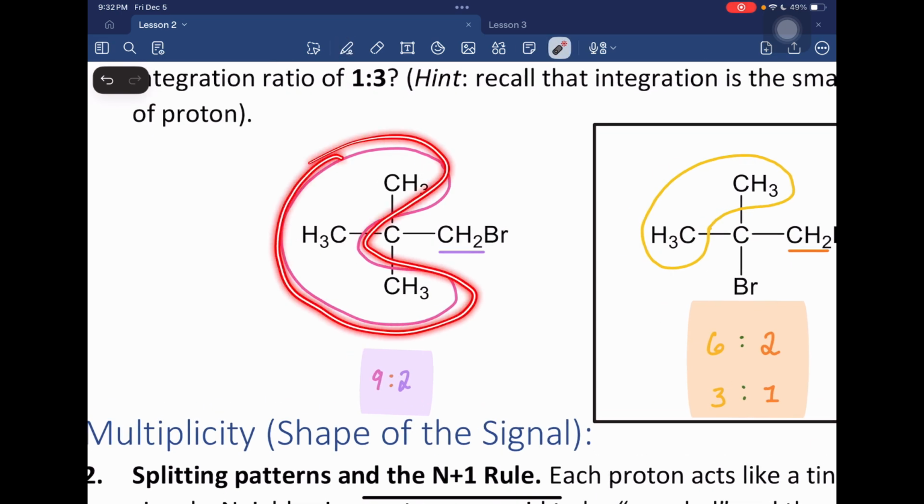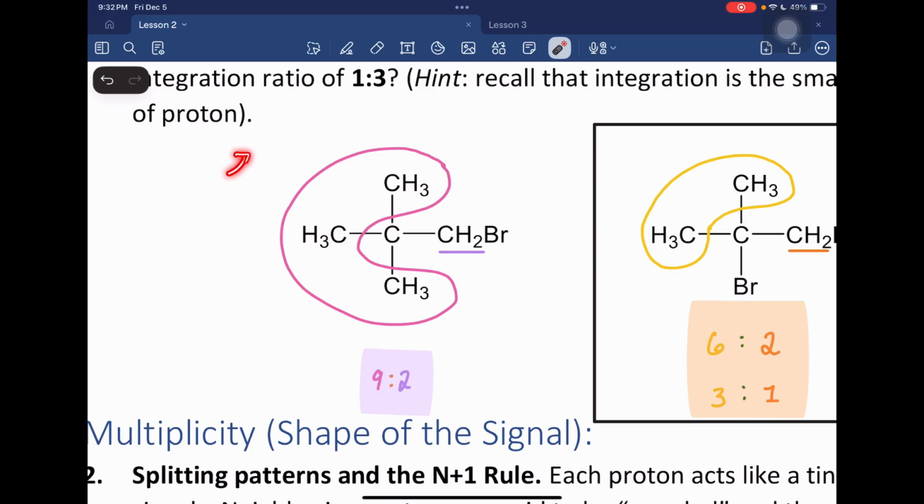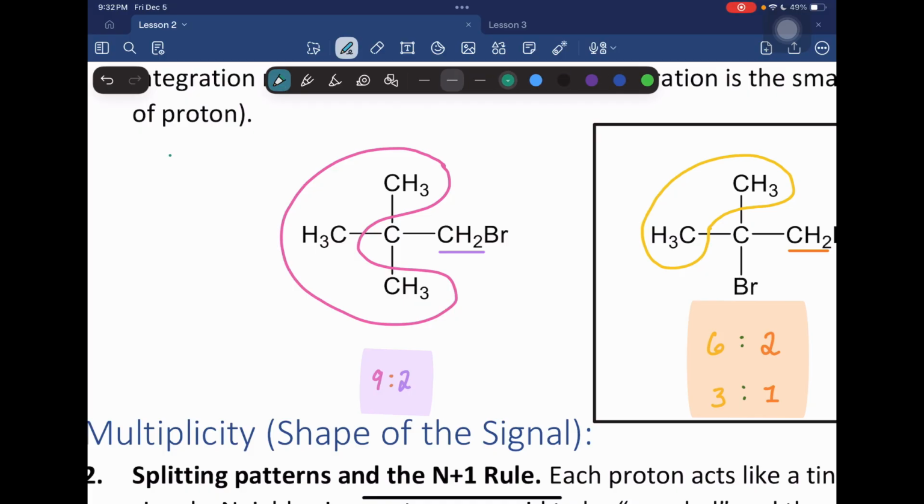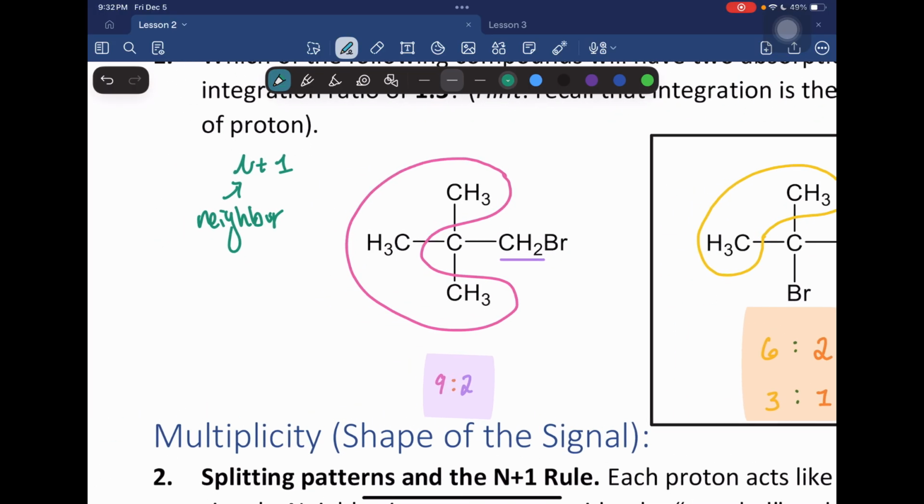Because this counts as 1 altogether, we're going to say that it's n plus 1 neighboring protons, okay? The 1 is going to stand for which signal you're using. So if we're going to be using pink, we're going to be using this signal right here. We're going to say that that's 1 plus how many neighboring protons there are. And there are 2 neighboring protons from purple. So 1 plus 2 is going to equal 3. So this would be a triplet.